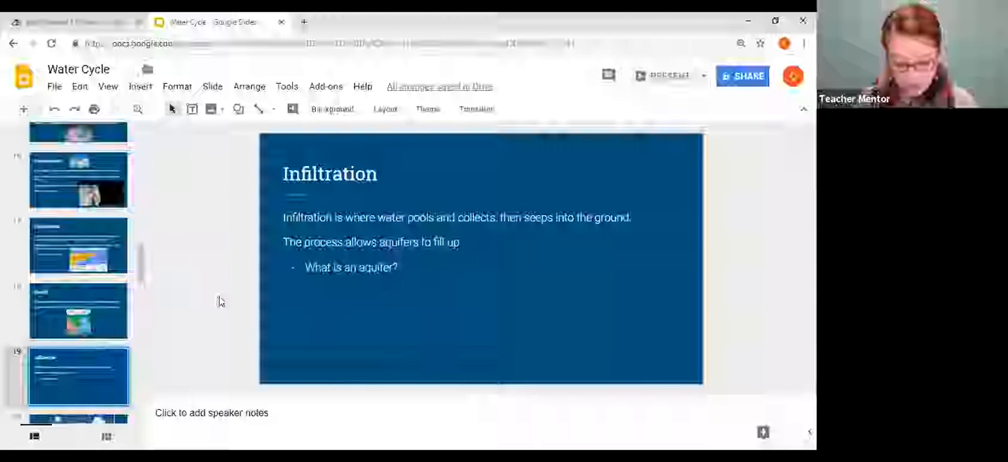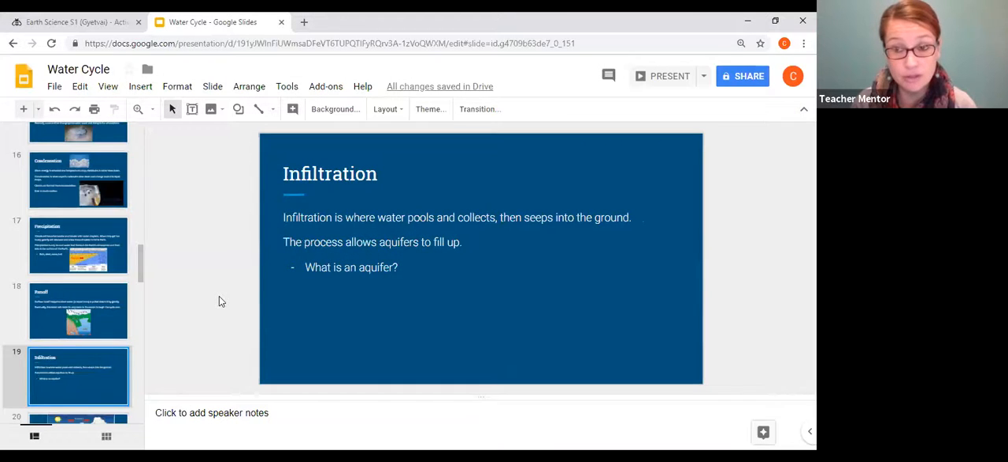Infiltration. It was interesting when I was trying to search for an image of infiltration. All I got were military pictures of infiltration. So I guess you could think of water infiltration as a similar concept. It's where we are going to find water seeping in the ground. So seeping in between rocks and soil and that extra space, and it's going to collect and pool in aquifers.